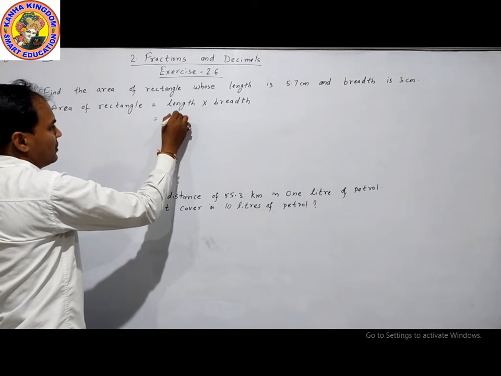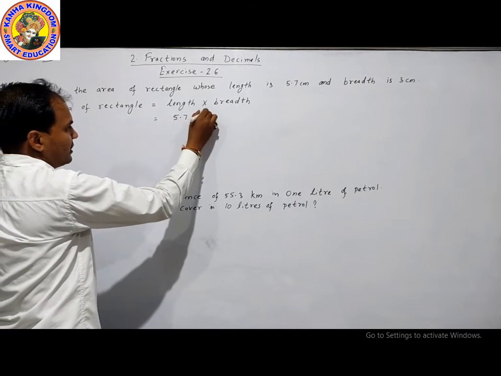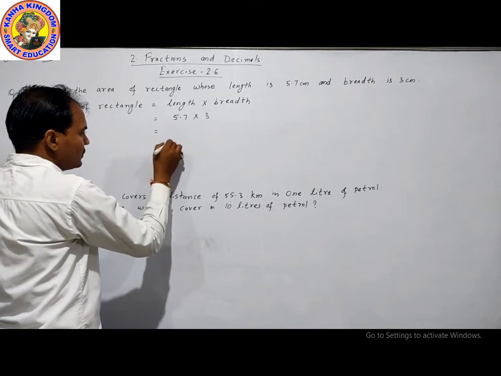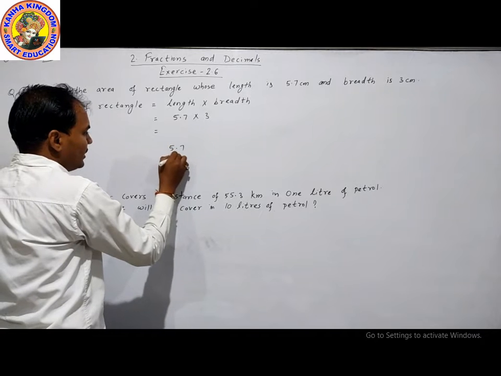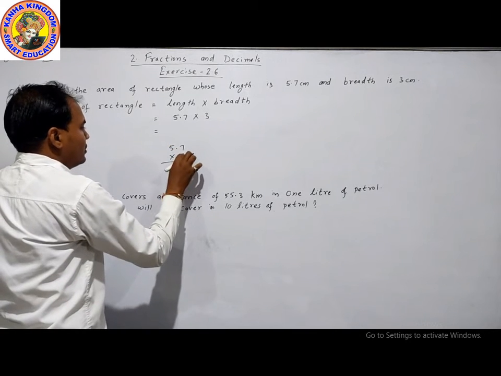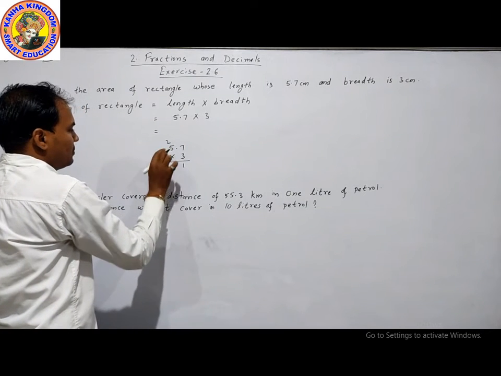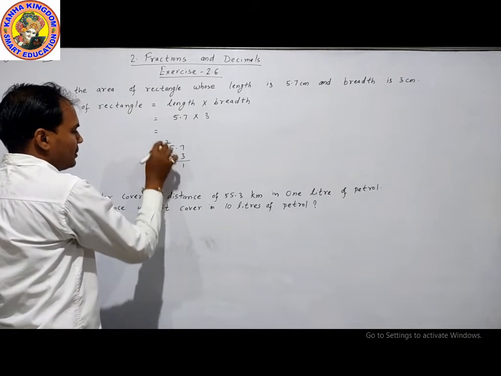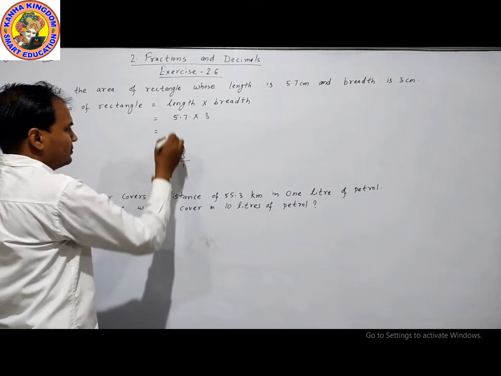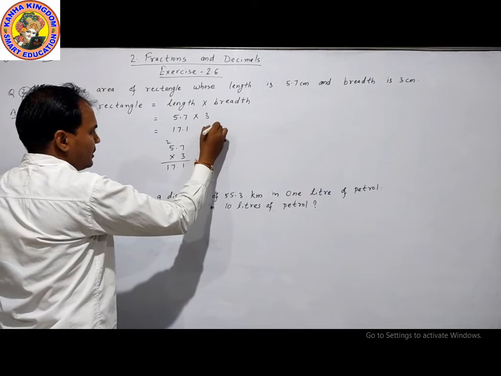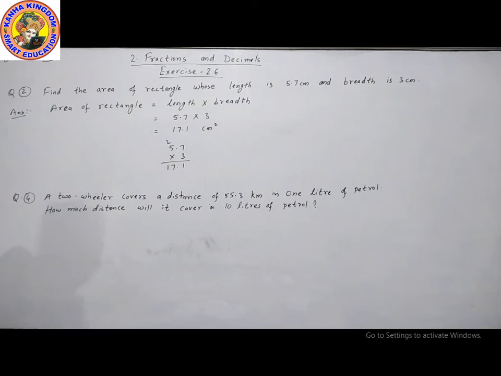Length is 5.7, breadth is 3. So the answer is 5.7 into 3. 3 into 7, 21. 3 into 5, 15 plus 2, 17. So 17.1 centimeter square. This is our answer.